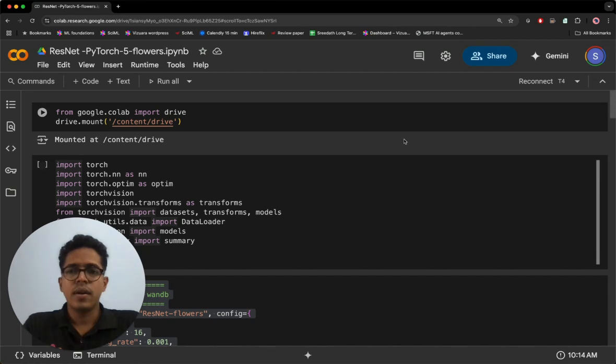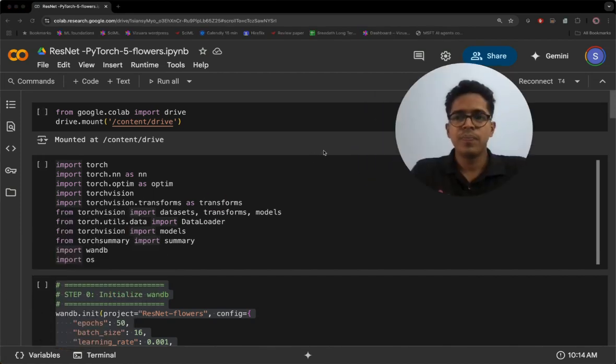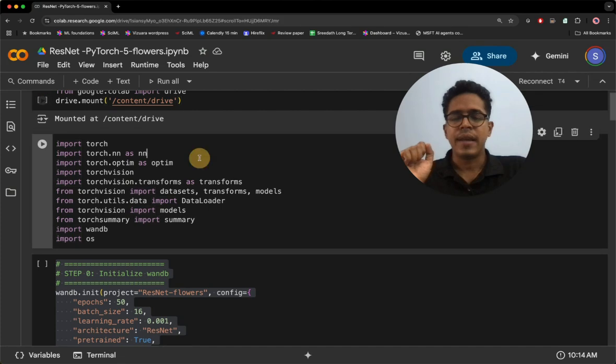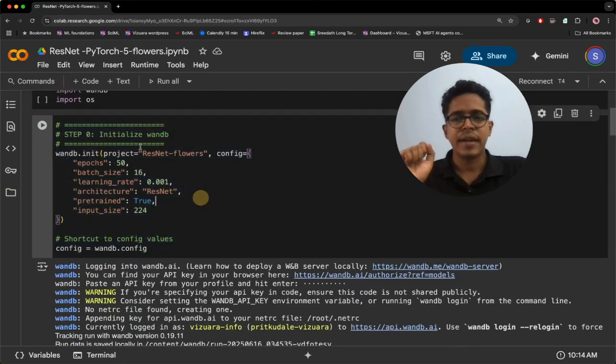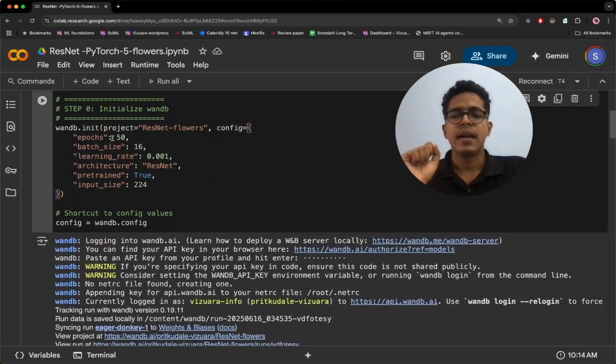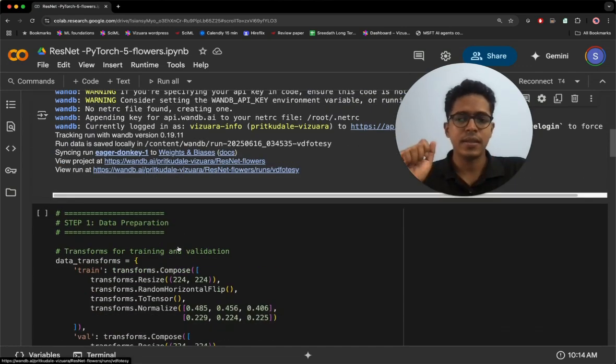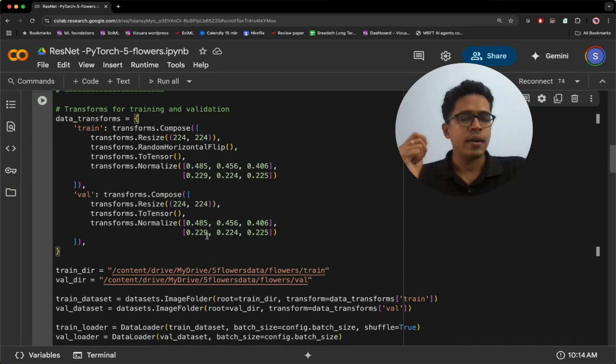This is the code. I'll be sharing the code file with you. So same thing that we have been doing. We connect Google Drive and Google Colab. We import the required libraries. We define the weights and biases configuration. And when we run this block, it will ask for a weights and biases API key, which we can paste from the weights and biases website. We can get the API key, we paste it. And then we do data pre-processing.